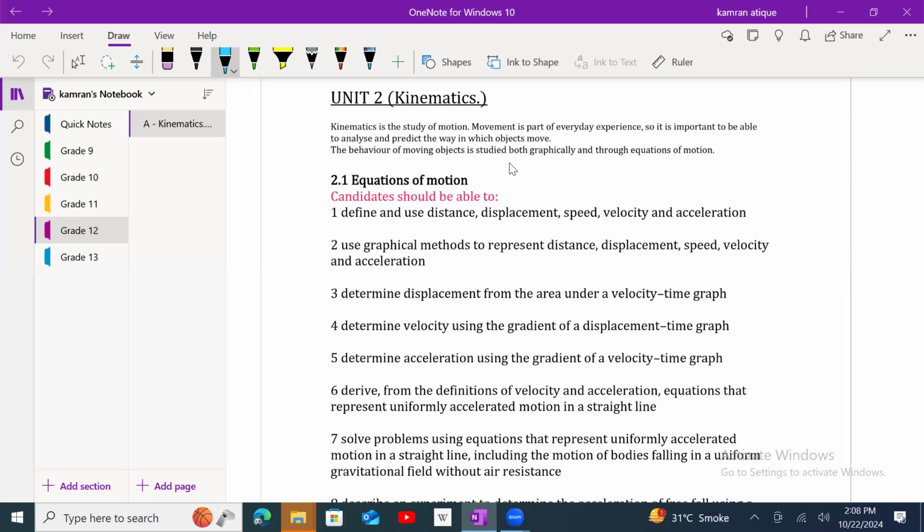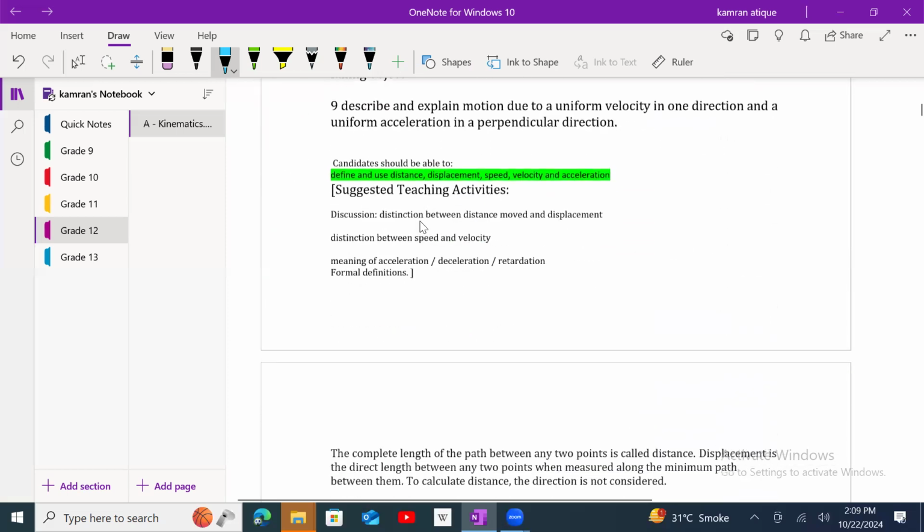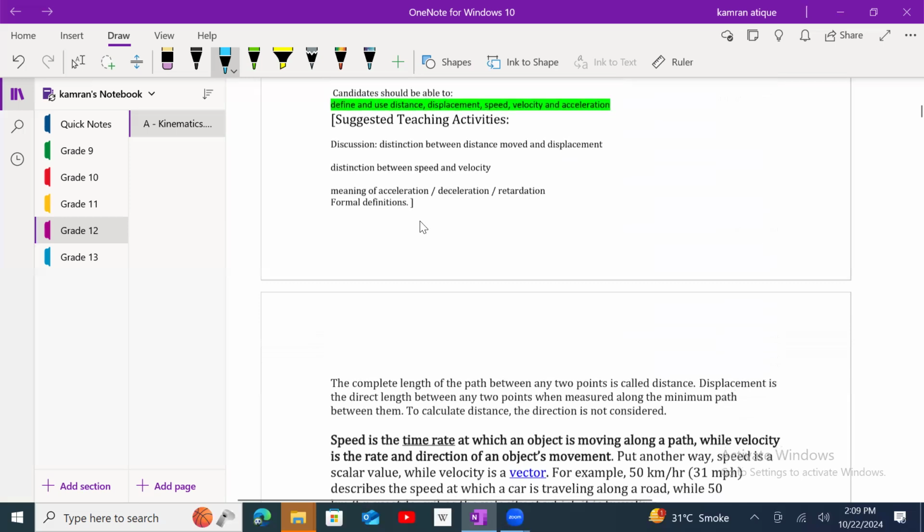As you can see clearly, the first sentence is copy-pasted from your syllabus booklet. Once again, I'll repeat, this is course 9702, Physics Kinematics. Candidates should be able to define and use the terms, the important terms: distance, displacement, speed, velocity, and acceleration. So let's start this chapter from these important definitions.